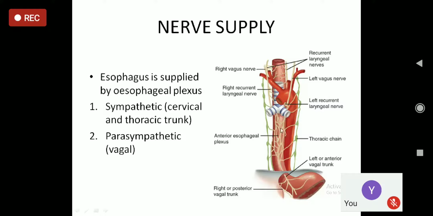The sympathetic nerves forming the esophageal plexus are from the sympathetic chain, the cervical sympathetic ganglia, and then the thoracic sympathetic trunk. So the sympathetic supply is from the cervical and thoracic sympathetic chain, while the parasympathetic supply is from the vagus nerve. The esophageal plexus supplies these sympathetic and parasympathetic nerves to the esophagus. This is about the nerve supply of the esophagus.